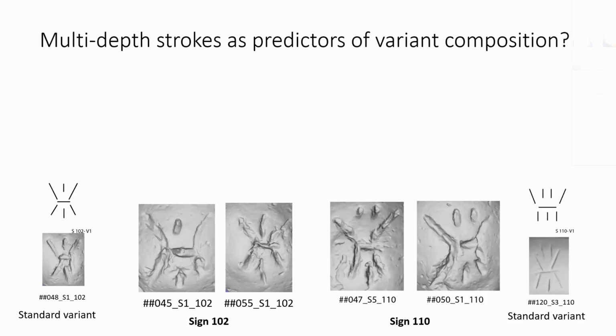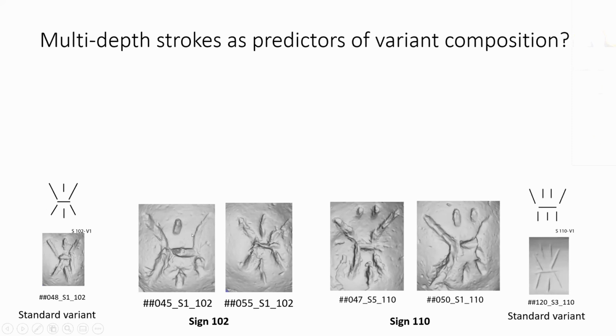And then we can use this further to think about whether we can use these multi-depth lines as a predictor for variants that we haven't discovered yet, or where we don't have examples. For sign 102, the standard variant has these outer lines as 2 separate linear strokes, and the same with sign 110. But then we have these multi-depth examples where you can see clearly that there were attempts to make it seem like it was made with different shorter strokes.